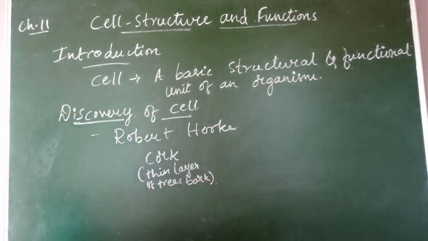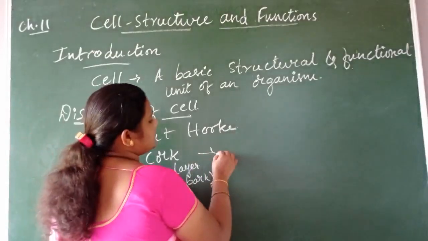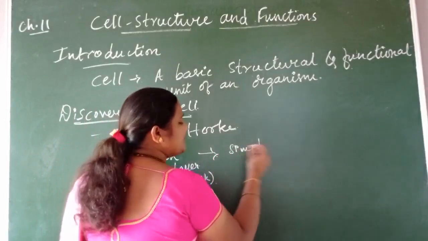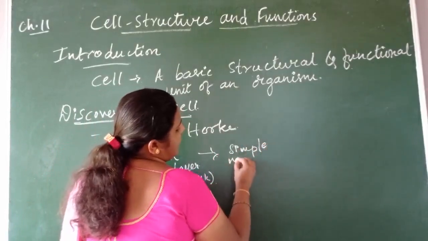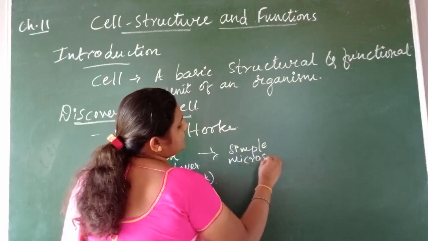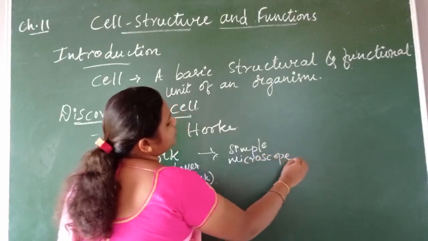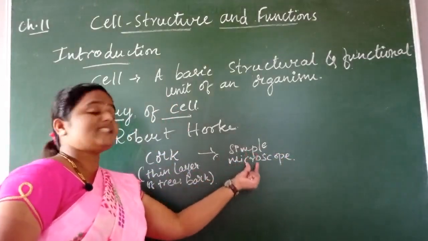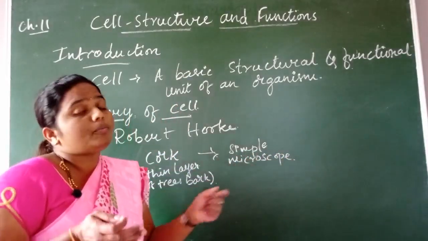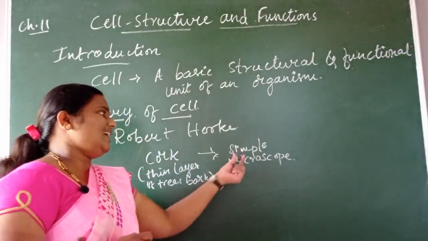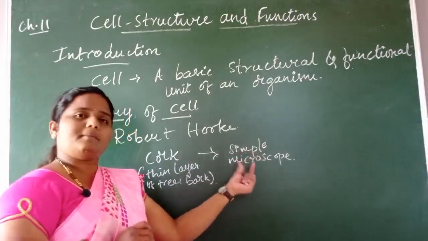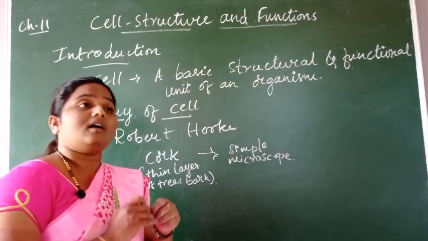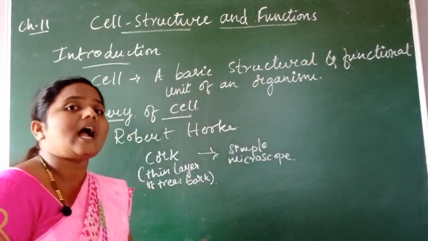He took this cork and saw it under the simple magnifying instrument, meaning a microscope. Children, there is a lot of difference between the simple microscope and a compound microscope. It gives only a small view and the magnification is very low, isn't it? We can't study it in detail.